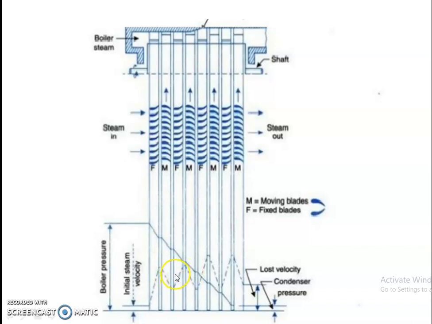Again the steam goes to the fixed blade, the velocity will increase. Again the steam goes to the moving blade, the velocity will decrease. Again the steam goes to the fixed blade, the velocity will increase. From that moving blade, the velocity will decrease.